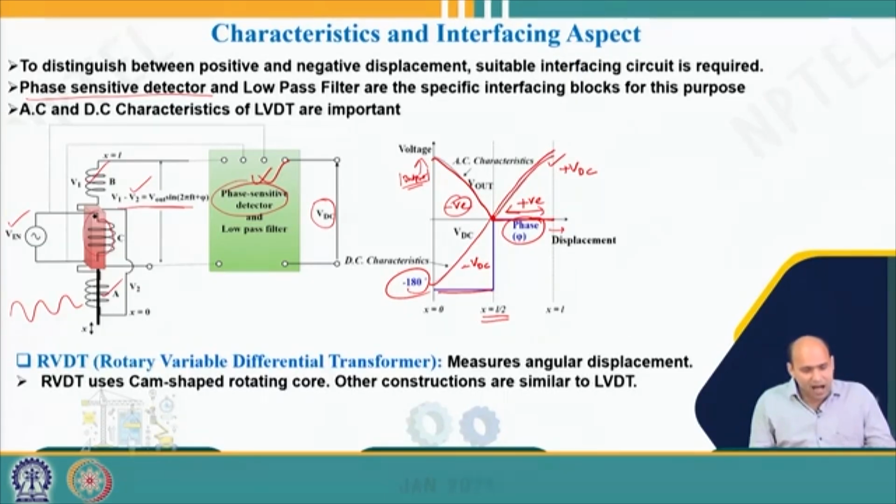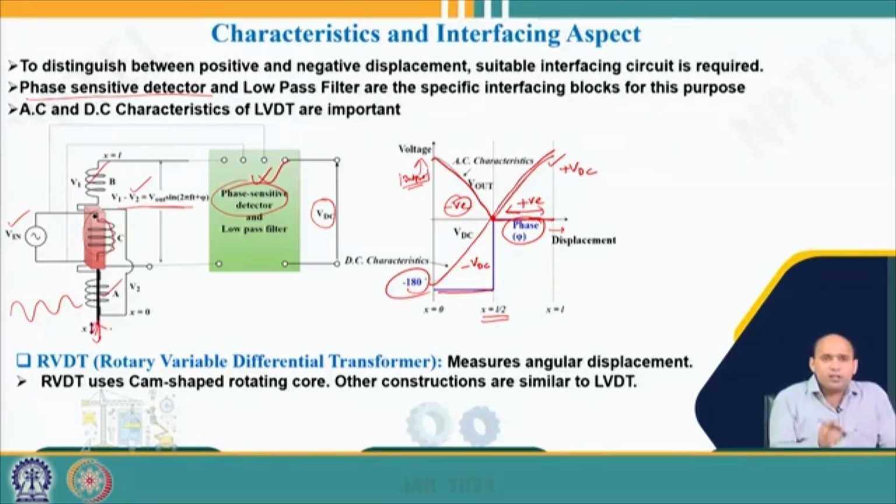Now the next one is the RVDT. As I said, this LVDT is used for measurement of linear displacement, isn't it? Because in this case my core is moving linearly. Now similar to the potentiometer, as we said, if I want to measure some angular displacement, then the linear potentiometer I cannot use, I have to use the arc shaped potentiometer, isn't it?